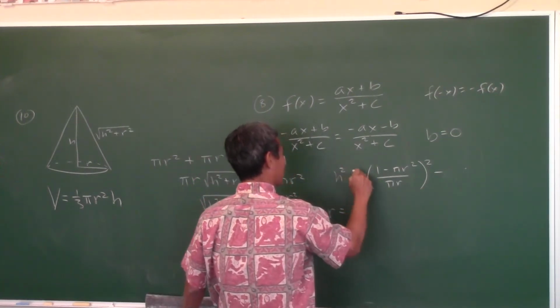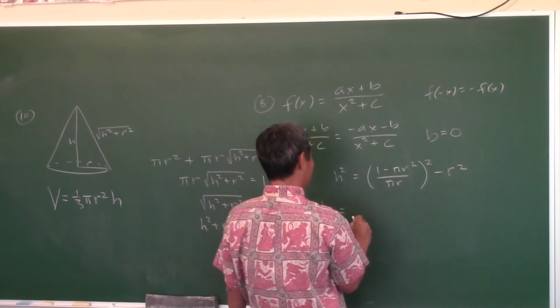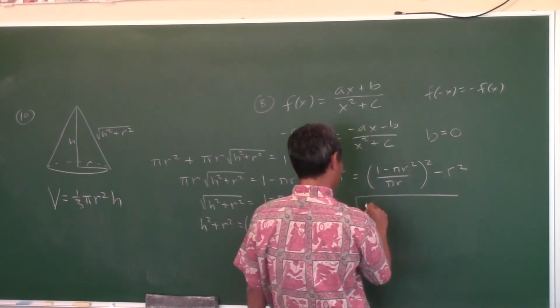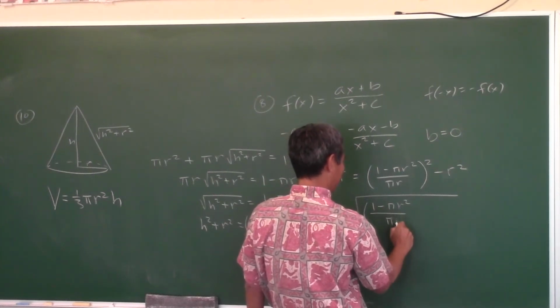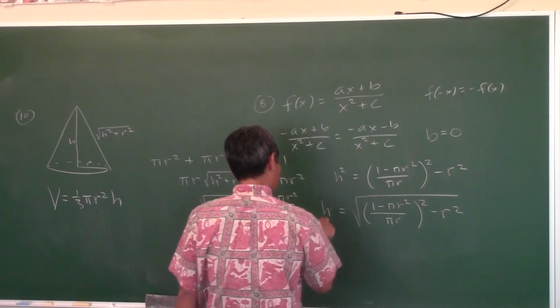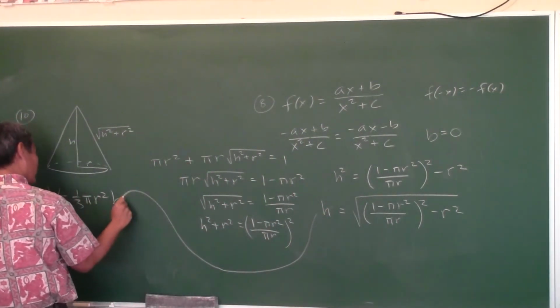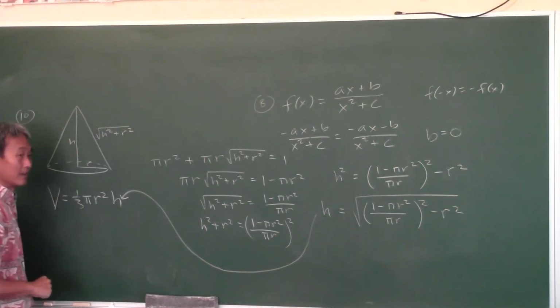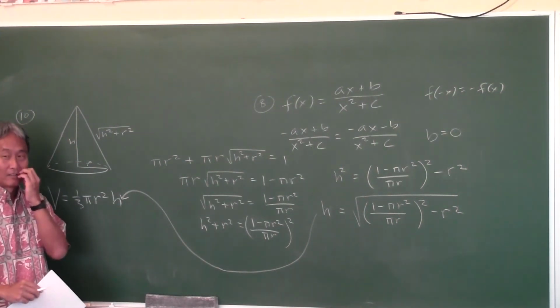H squared equals minus r squared. So you square root both sides. H equals square root of this ugly thing. There you go. Take this and plug it in there, and then now you can punch it in on your calculator if you dare.